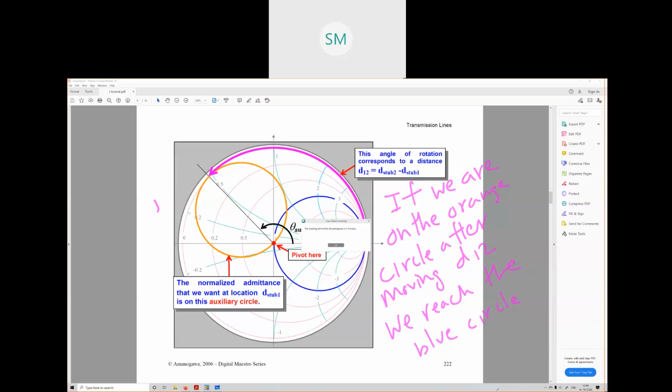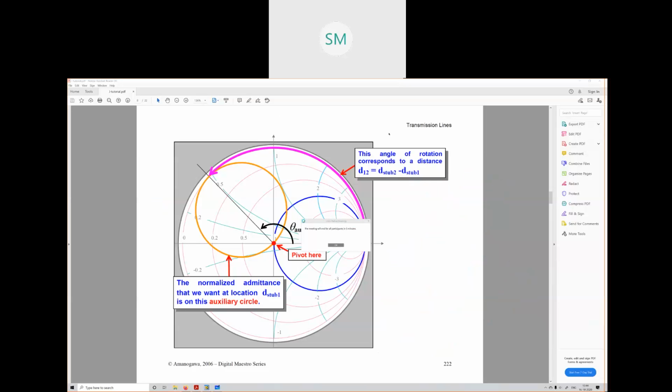For example, if we are here, we reach here. This one, this one. If we are at 2, we reach 2. If we are at, say, 3, we reach 3. Is it okay?